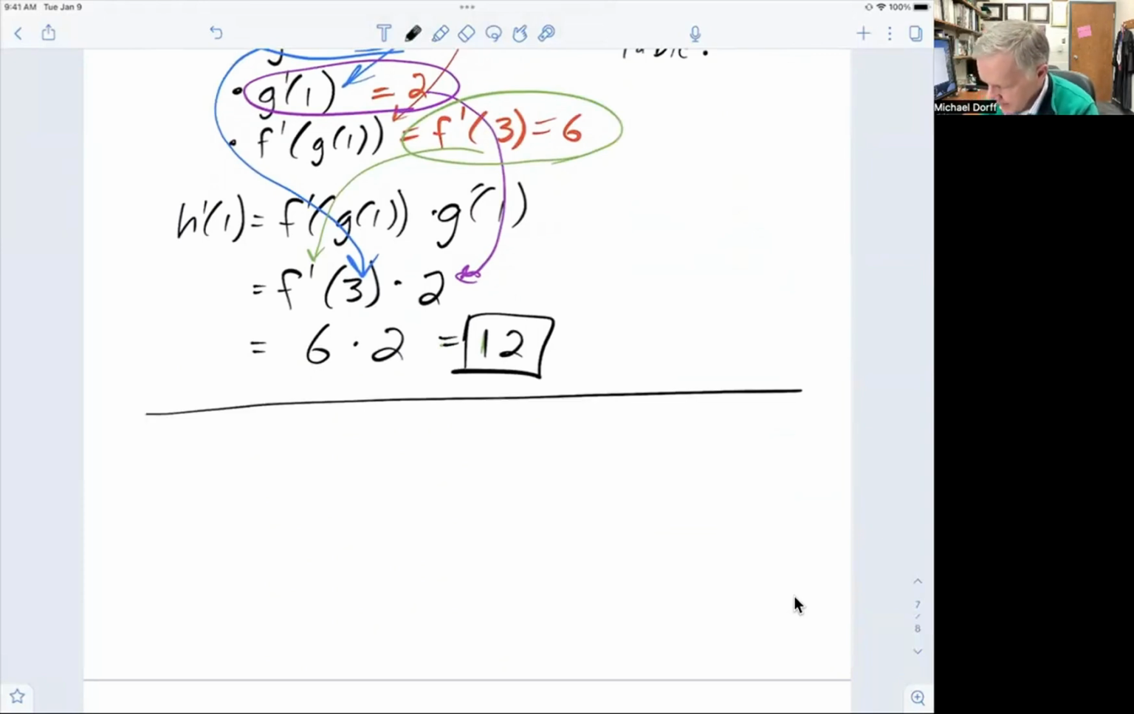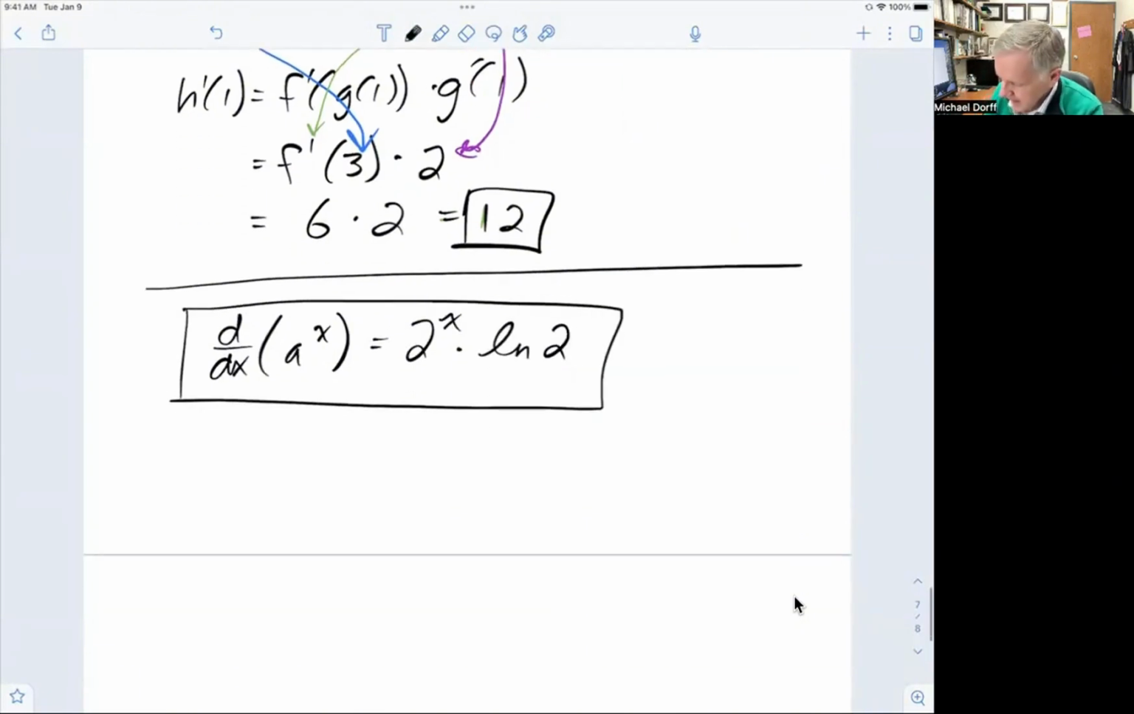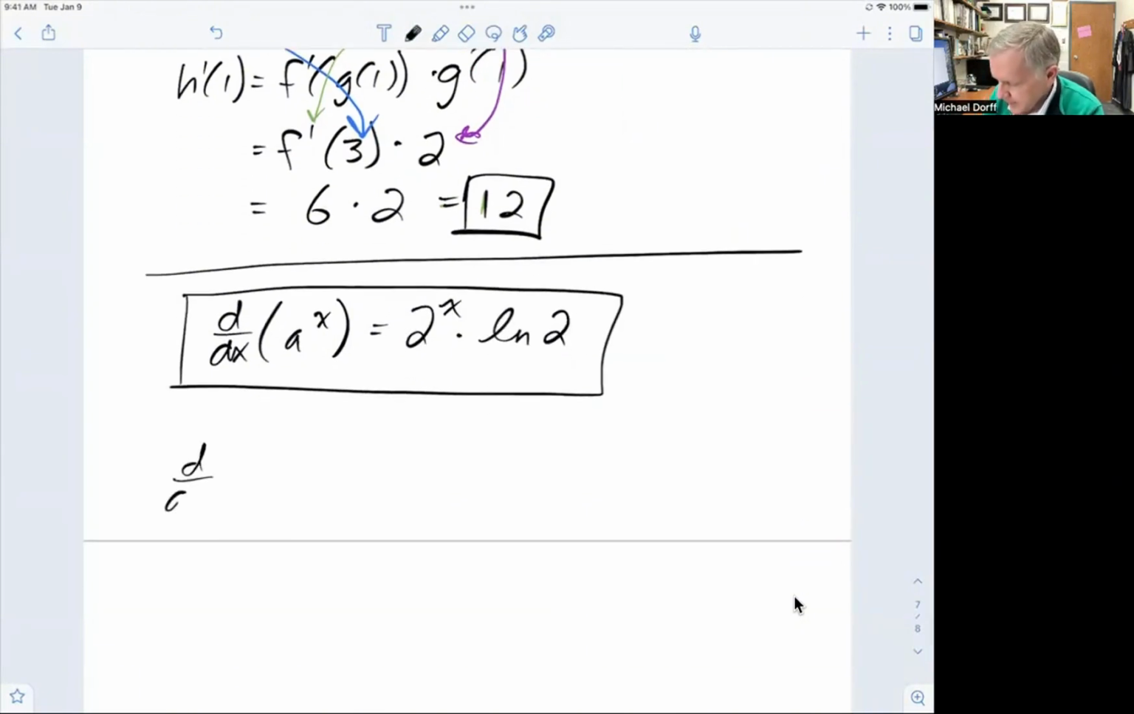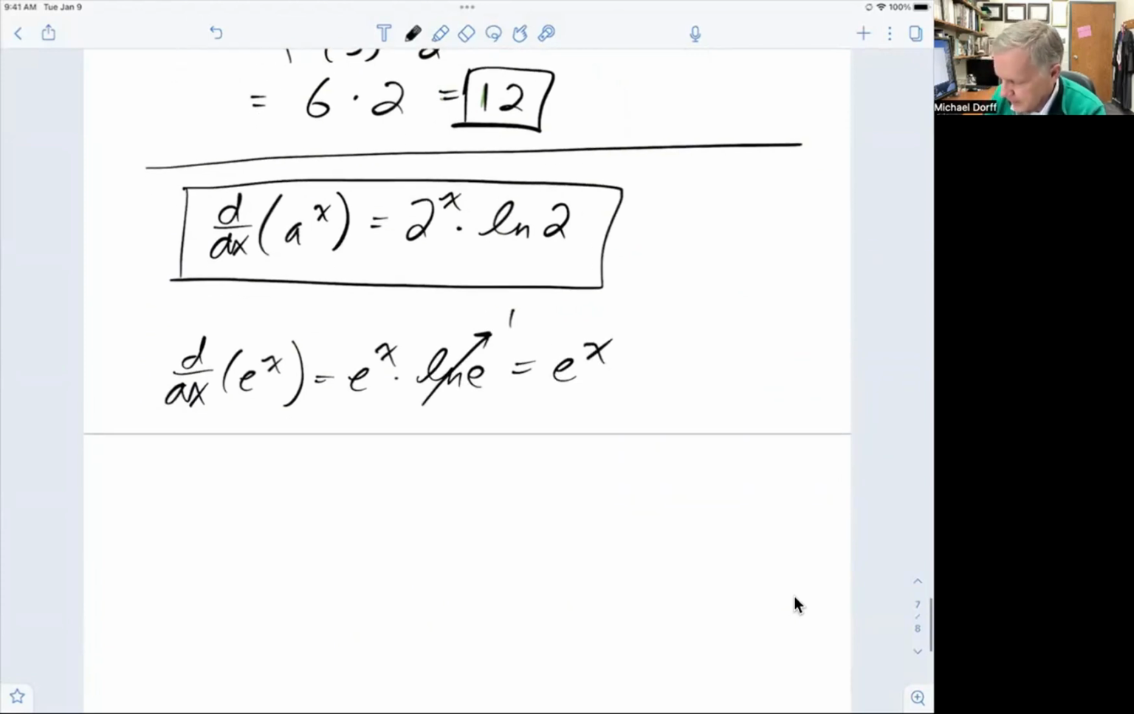And let me end by telling you one last formula. If you have the derivative of a to the x, that's going to be 2 to the x times natural log of 2, all right? And so that matches if I do the derivative of e to the x, that's going to be e to the x times natural log of e, but we know that natural log of e is 1, so we get e to the x. So that works really well.